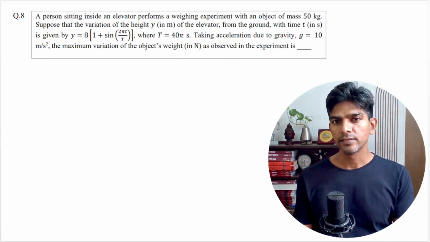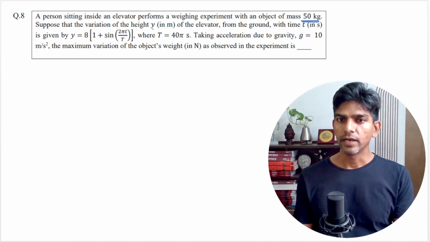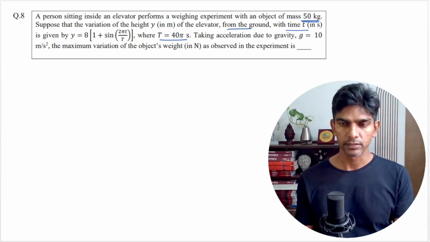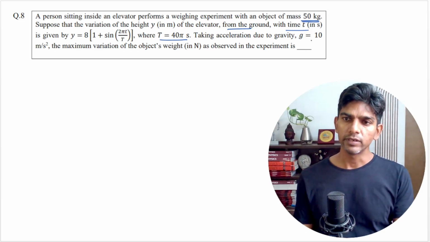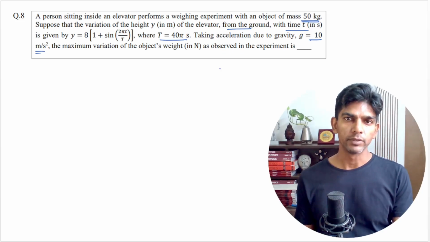A person sitting inside an elevator performs a weighing experiment with an object of mass 50 kilograms. Suppose that the variation of the height y of the elevator from the ground with time t is given by y equals 8 times (1 plus sine of 2 pi t by capital T), where capital T is 4 pi seconds. Taking acceleration due to gravity as 10 meters per second square, the maximum variation of the object's weight as observed in the experiment.